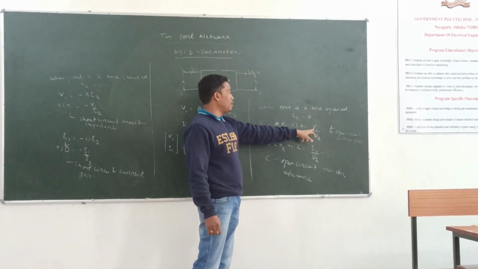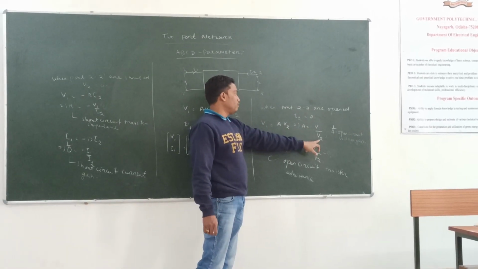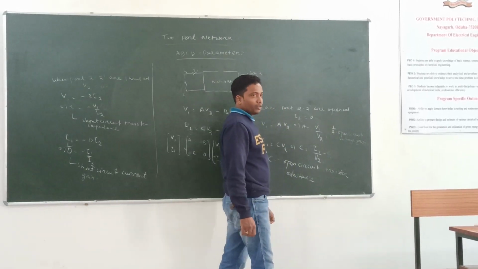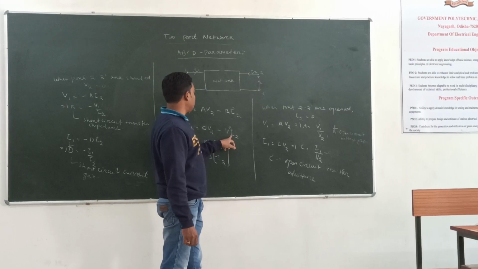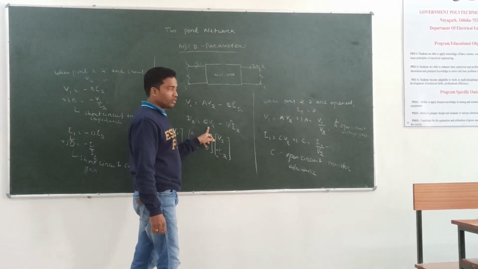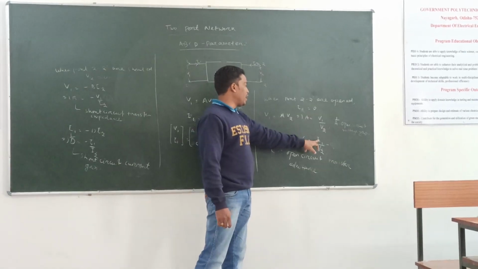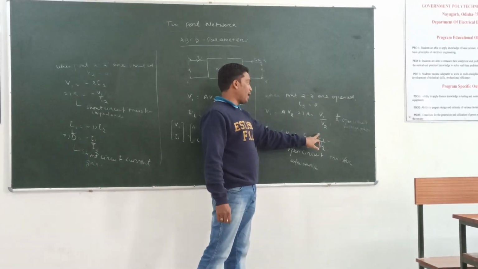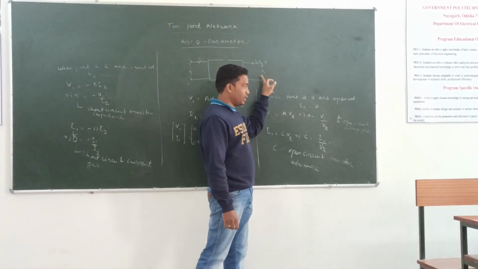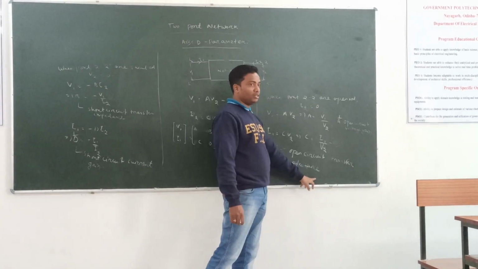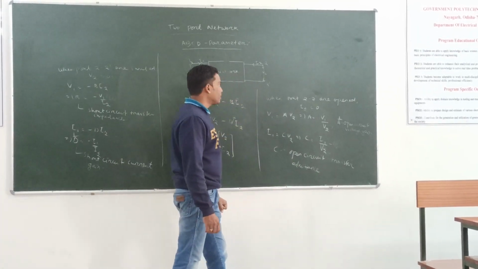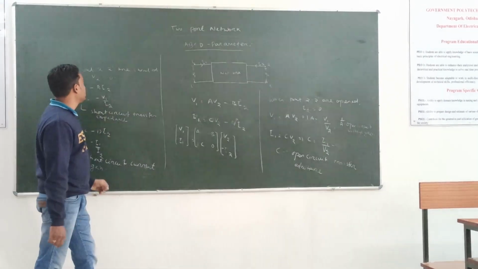If A equals V1 by V2, then 1 by A equals V2 by V1, which is called open circuit voltage gain. Okay. Then in the second equation, if we put I2 equal to 0, then I1 will be equal to C V2. Okay. And C will be equal to I1 by V2. You know I by V equals admittance. So since this circuit is open circuit, it is called open circuit transfer admittance. Okay.